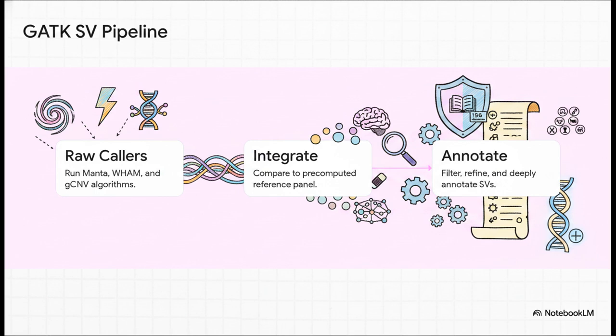But the real magic of this specific single sample workflow is step 2. It compares your single patient's data against a massive pre-computed reference panel of 156 high-coverage genomes from the 1000 Genomes Project. It uses machine learning models trained on that exact cohort to filter out sequencing artifacts, refine the exact variant coordinates, and deeply annotate the final structural variants. It basically brings the true power of massive population studies right down to your single clinical sample.